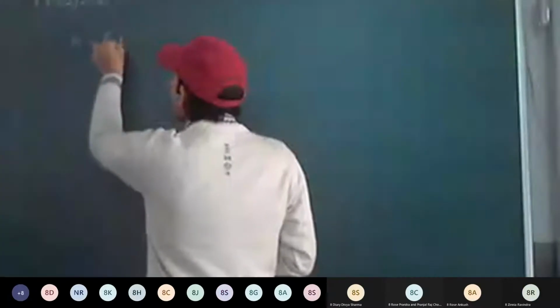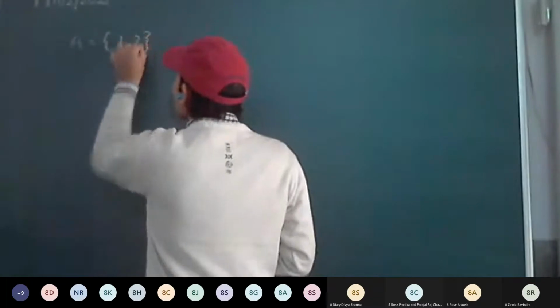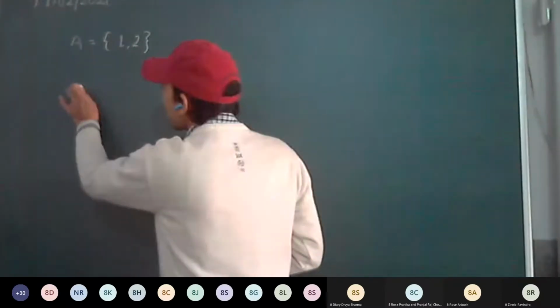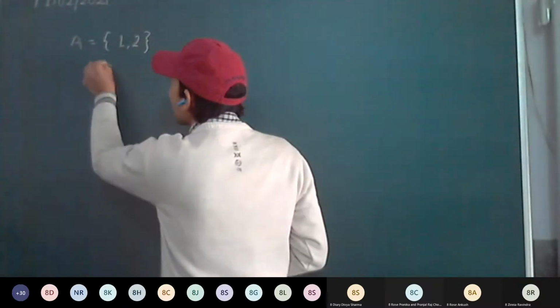A is {1, 2}. How many elements are there? 2 elements. So the cardinality of A is 2. Now we have to write the subsets. So what are all the subsets?